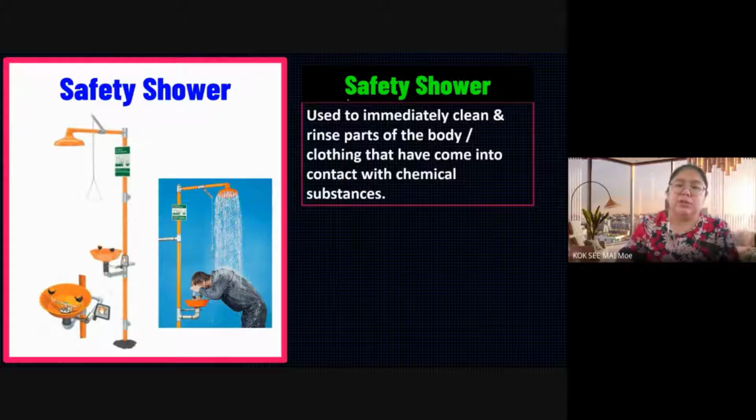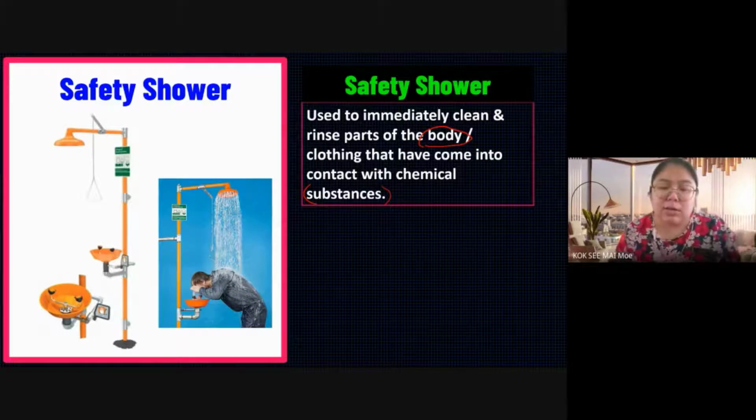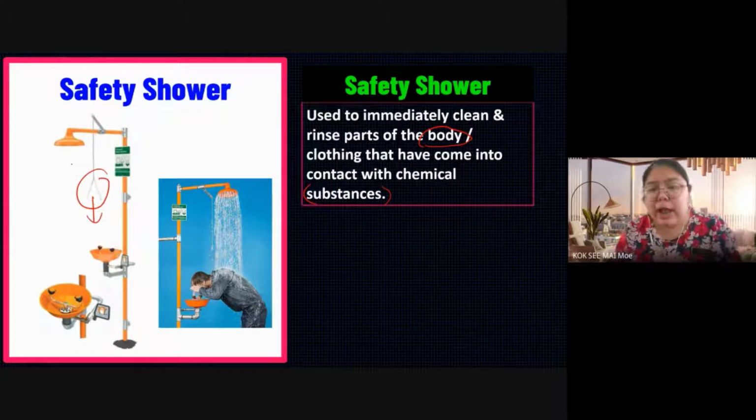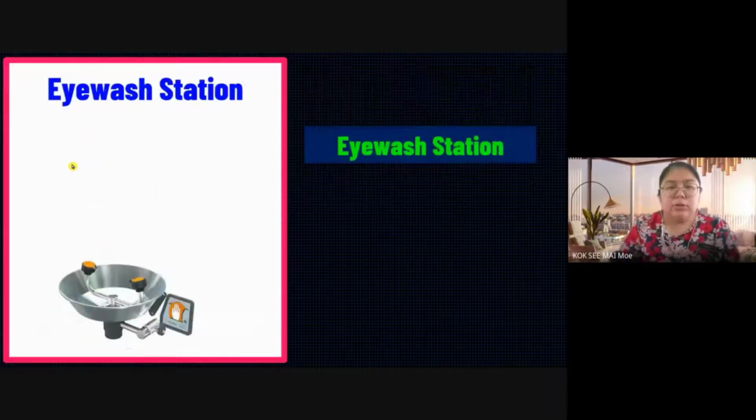So from here, this one is used to immediately clean and also rinse the part of the body, and also the clothing that has come into contact with the chemical substance. Maybe the whole acid. Okay? Your body is hit. So what you need to do, go to the safety shower quickly, then you pull. This is one of the things you need to pull. Pull down. Then after that, the water will come out. Then you shower the whole body. So that one is for the body.